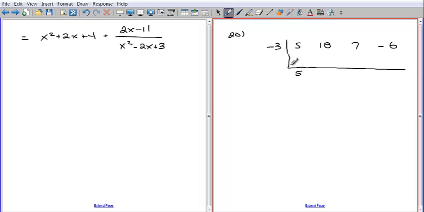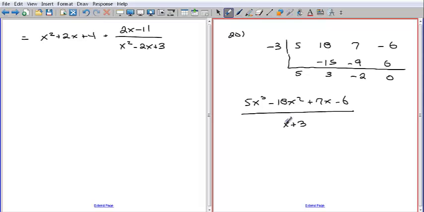We multiply negative 3 times 5, which is negative 15. Then we add these two together, which is positive 3. Then we take this times that. Negative 3 times 3 is negative 9. We add these two together, you get negative 2. Negative 3 times negative 2 is positive 6. Add those two together, they get 0. So the answer to the question, what is 5x cubed minus 18x squared plus 7x minus 6 divided by x plus 3? The answer is going to be there.